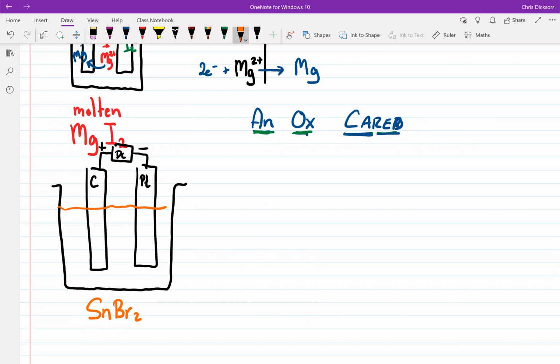Okay, so pause the video, see if you can find out what the anode and cathode are, see if you can determine the flow of electrons, and what's being reduced, what's being oxidized, and let's go from there. But I really would encourage you to pause it, see if you can do it on your own.